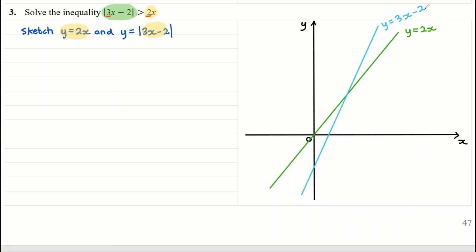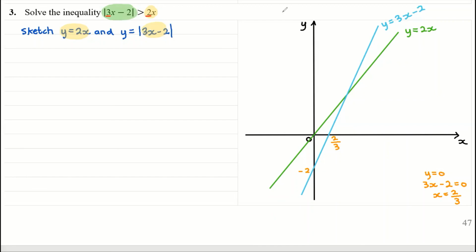So where does this cross the x-axis? Well, we'll just do a little calculation. If you set y equal to 0, then 3x subtract 2 is equal to 0. So obviously x is going to be 2/3. All right, which looks reasonable from the sketch. So that's going to be at the point 2/3. And the y-intercept is clearly -2, because we can see that from the gradient.